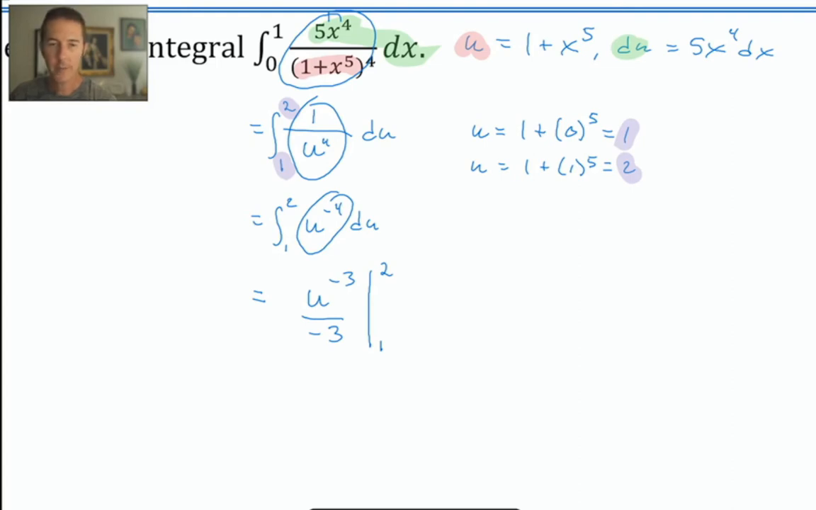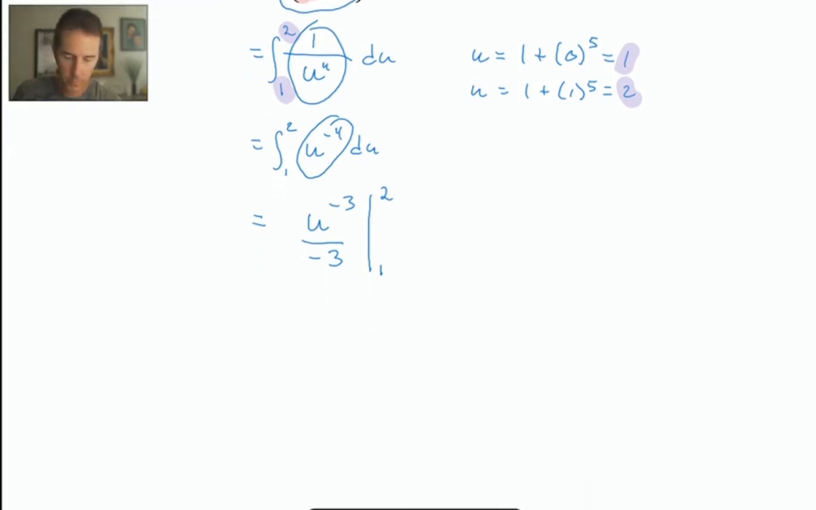Once we had done all of that substitution and changing x values to u values, then we integrated. We found the antiderivative, which is this, and now we're going to evaluate the antiderivative at 2 and at 1 and find the difference between those. Let's see what it looks like. This is equal to plugging in my u value of 2. It's to the negative 3rd power over negative 3 minus plugging in the u value of 1 to the negative third over negative 3.